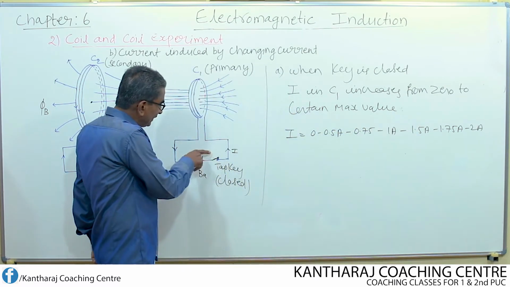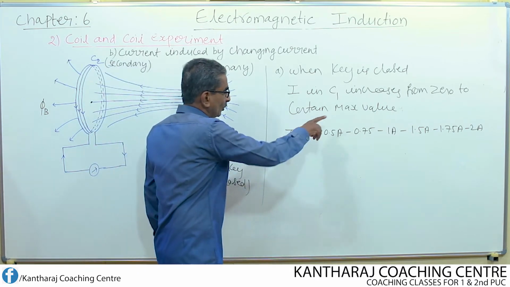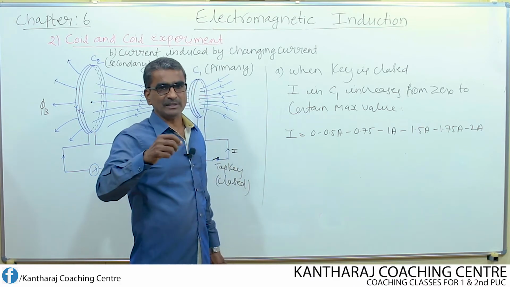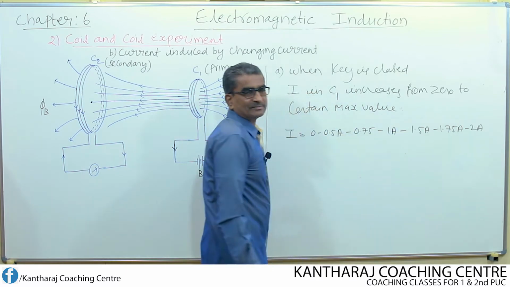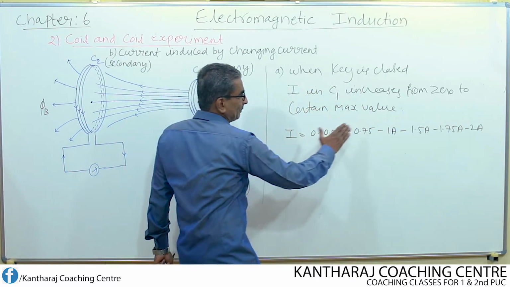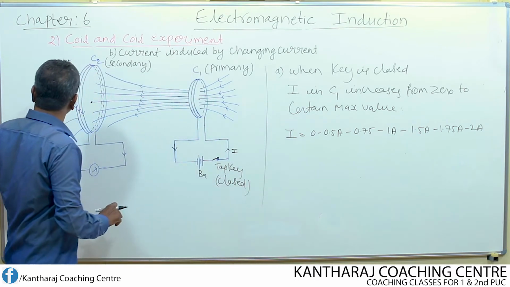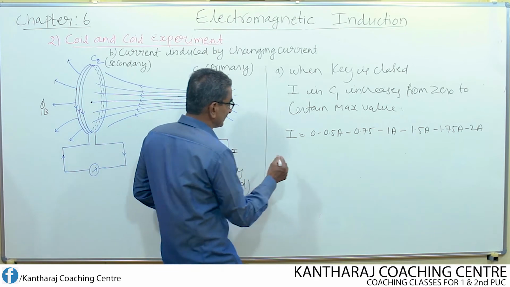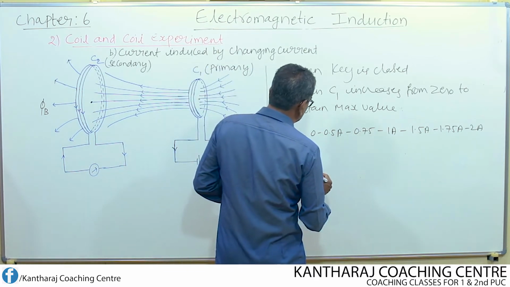By closing the key, the current in the primary coil slowly builds up. Slowly means it is not going to take too much time. Within a fraction of a second, this change occurs, rising from 0 to maximum. As a result of this, the magnetic flux phi B linking with the secondary also increases. Flux linking with the secondary also increases.